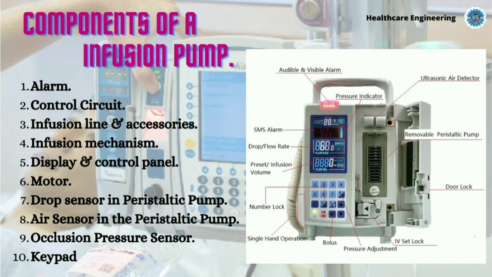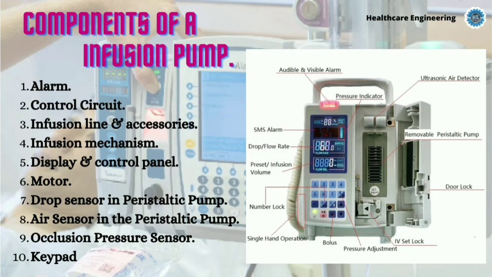Third component is infusion line and accessories, a set of disposable accessories that ensure the transportation of the fluid from the reservoir to the patient. Fourth one is infusion mechanism. This component allows for infusion pressure generation that is responsible for the fluid flow. It can be peristaltic or syringe. Fifth one is display and control panel. Alphanumeric display or LCD display is used here. They give information about the ongoing infusion.